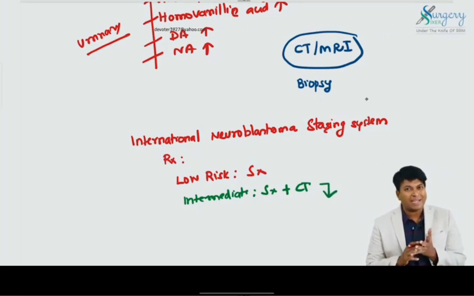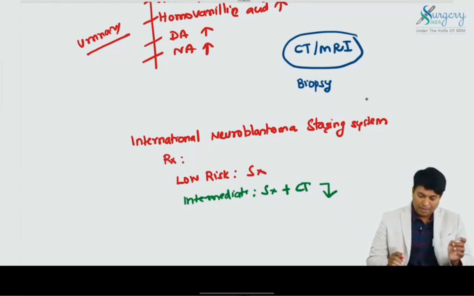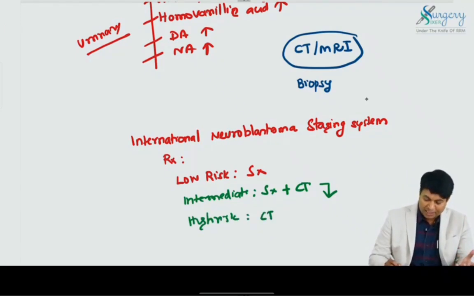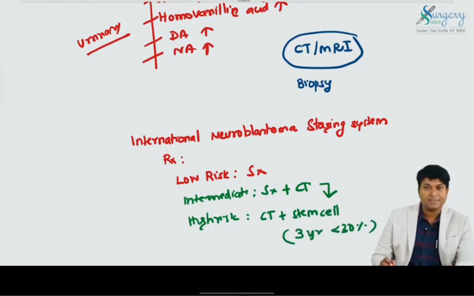Chemotherapy may include carboplatin, cyclophosphamide, and etoposide. High risk cases will need many treatments like multi-agent chemotherapy plus stem cell therapy. Anyhow, the 3-year survival is less than 30% only in high risk cases.